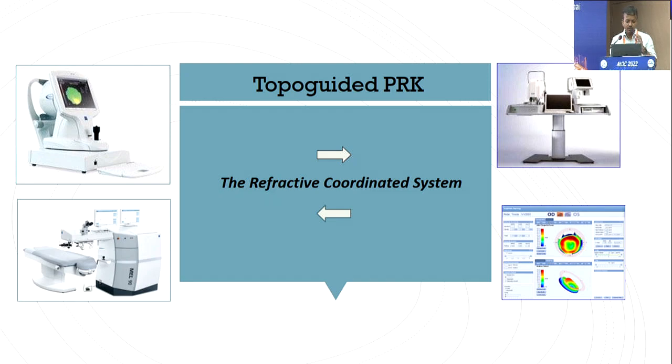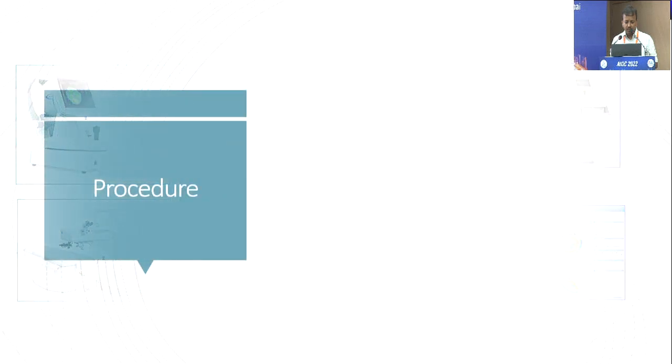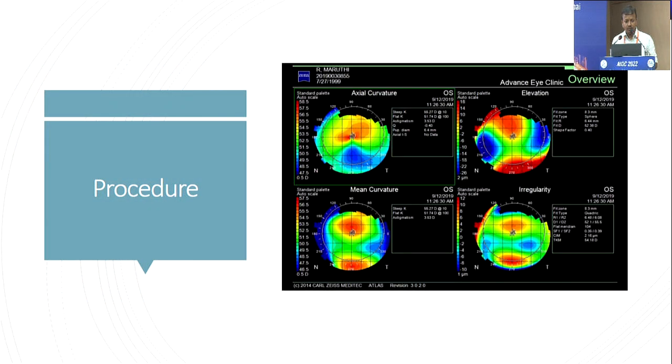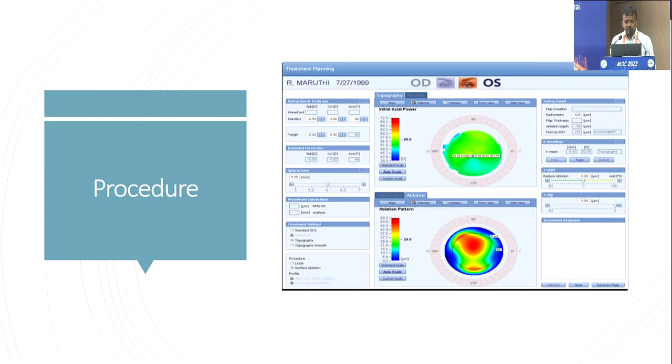This is based on a refractive coordinated system provided by Zeiss, which has the MEL 90 and the Atlas topographer with CRS Master, and planning will be done accordingly. What do we do actually? This is not based on our Pentacam values. The Atlas topographer is a Placido disc based device where we capture the anterior segment image and plan. That software helps us transfer the data directly to CRS Master.